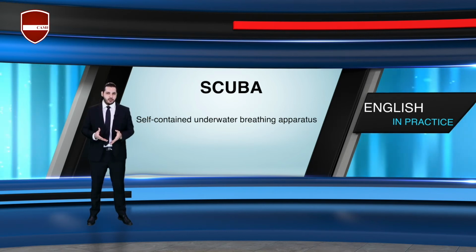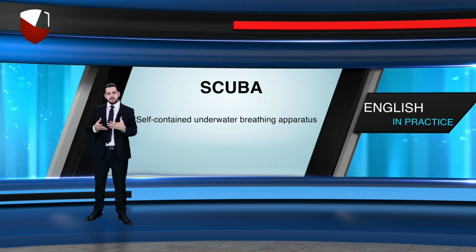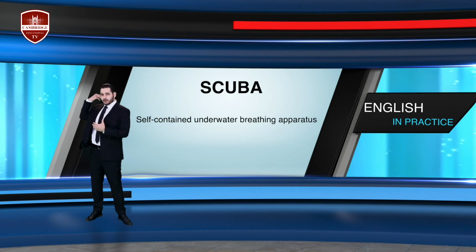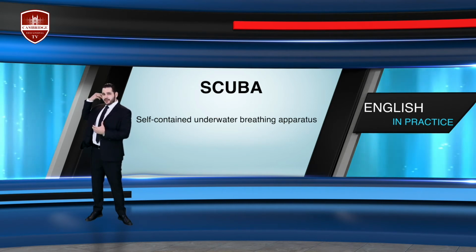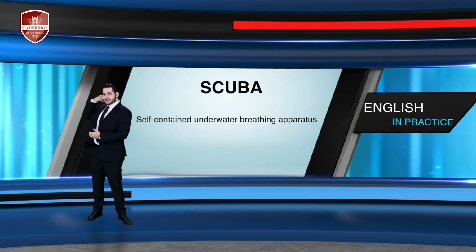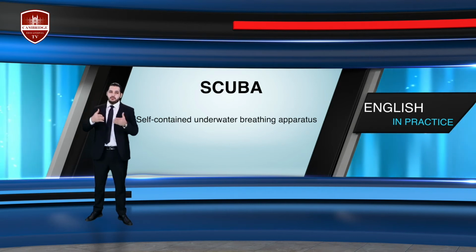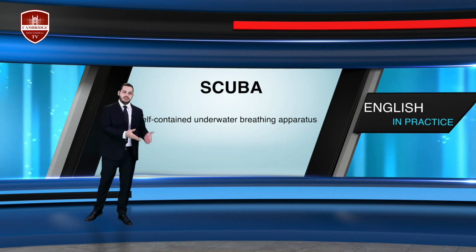Now, what are these? What is SCUBA basically? SCUBA is basically the container that you wear on your back. Now, this container has oxygen, of course, and it has a tube that is attached to your nose and mouth so that you can breathe underwater when you dive.